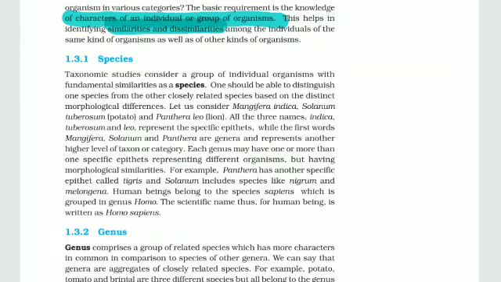Okay, so species. What is species? In taxonomic studies, species is considered a group of individual organisms with fundamental similarities. Fundamental means the basic similarities seen in a species. One should be able to distinguish one species from other closely related species based on distinct morphological differences. So seeing the morphological differences, you can relate the species. For example, they have given Mangifera indica, that is mango.